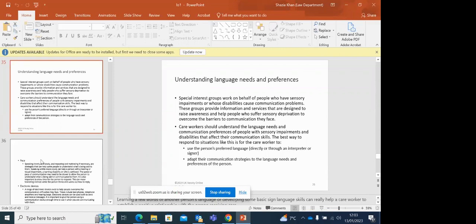Care workers should understand the language needs and communication preferences of people with sensory impairments and disabilities that affect their communication skills. The best way to respond to situations like this for the care worker is to use the person's preferred language directly or through an interpreter or a signer. Adapt their communication strategies to the language needs and the preferences of the person.